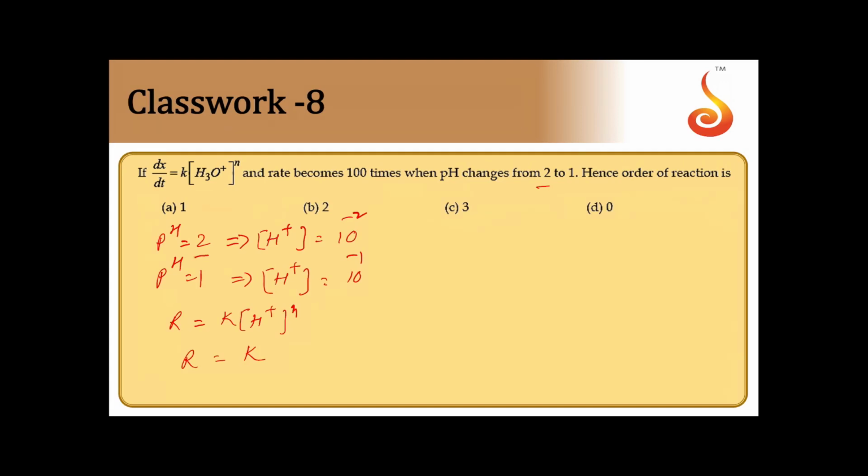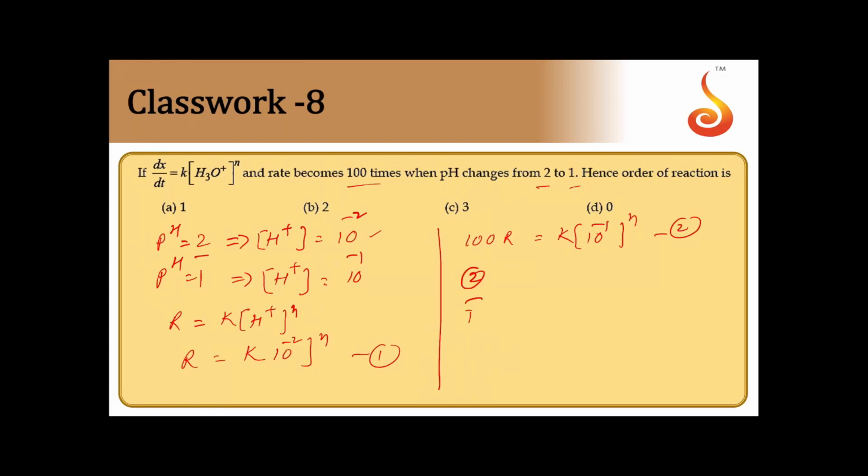So when pH is 2, hydrogen ion concentration is equal to 10 to the power of minus 2, so we have rate R equals K into (10 to the power of minus 2) whole to the power of n. I take it as equation 1. The next pH is 1. When pH is 1, the rate is changing by 100 times, so 100 R is equal to K into (10 to the power of minus 1) whole to the power of n. Let us take it as equation 2.